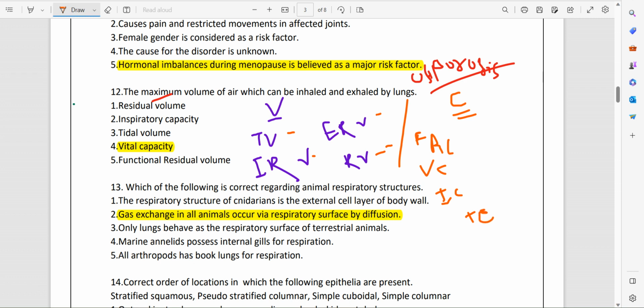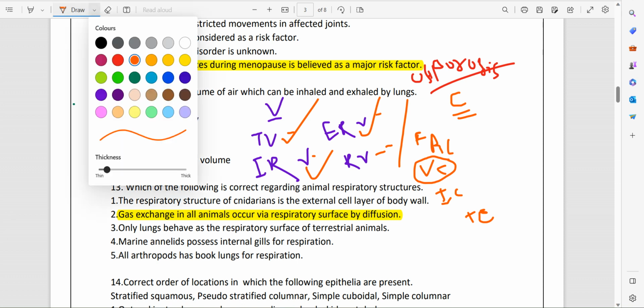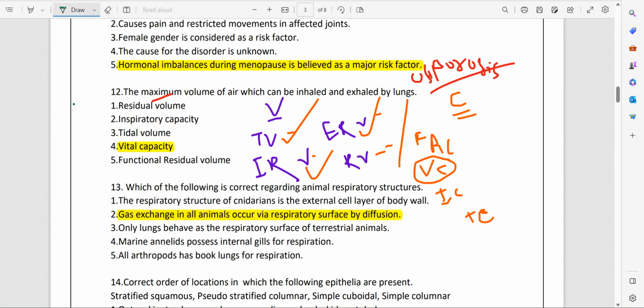So here what they're asking is the maximum volume of air which can be inhaled and exhaled. That would be vital capacity, and the equation for vital capacity is tidal volume plus inspiratory reserve volume, IRV, and expiratory reserve volume, ERV. So those 3 come together and form the vital capacity. Okay, I hope that's clear.